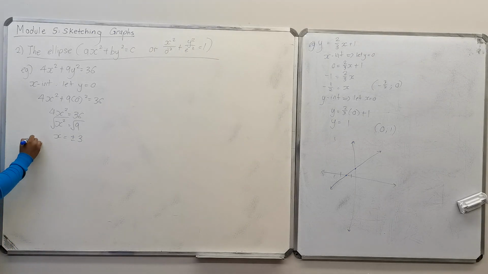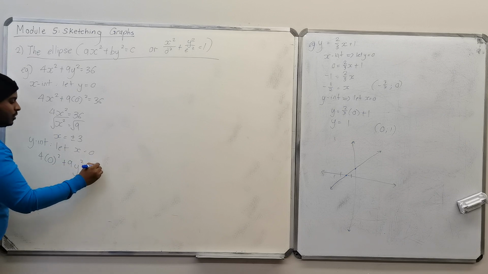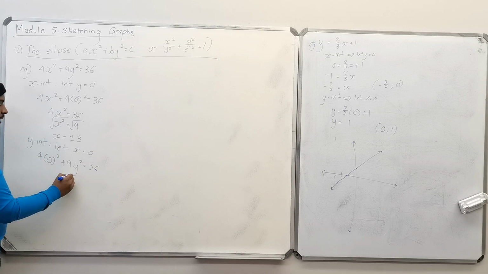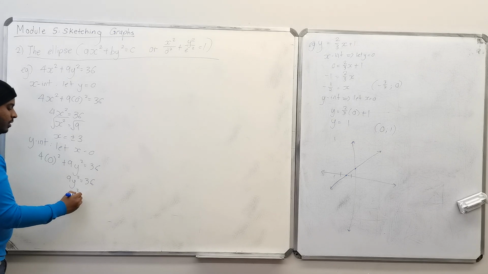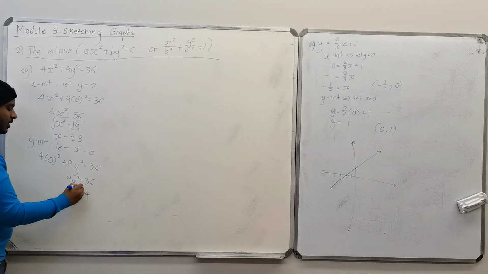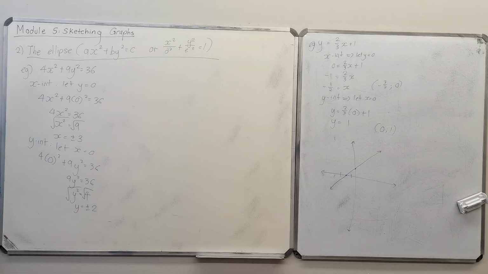Now, y-intercept would be let x equal to 0. So you let x equal to 0, you're going to end up with 4 times 0 squared plus 9y squared equal to 36. You're going to end up with 9y squared equal to 36. y squared would be equal to 4, then you would square root it. y would be equal to plus or minus 2. How many points do you have? 4 points.